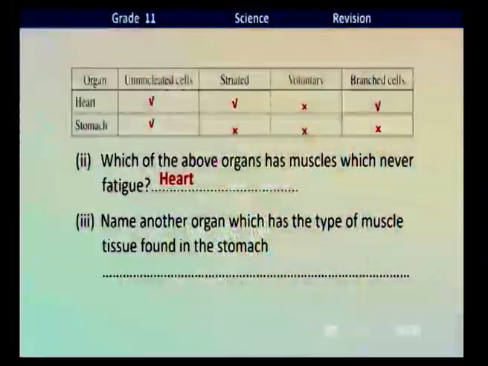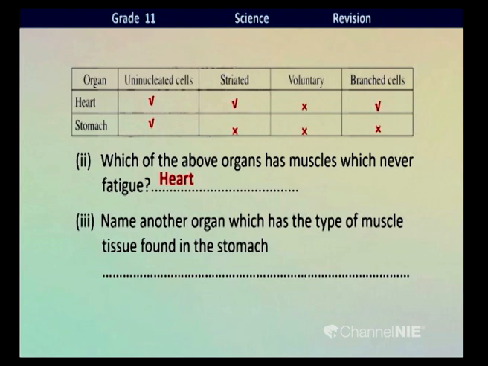So, till the end, they work continuously. They never fatigue. Right. Then the answer is heart. Name another organ which has the type of muscle tissue found in the stomach. I told you the type of muscle tissue found in the stomach is smooth muscle tissue.